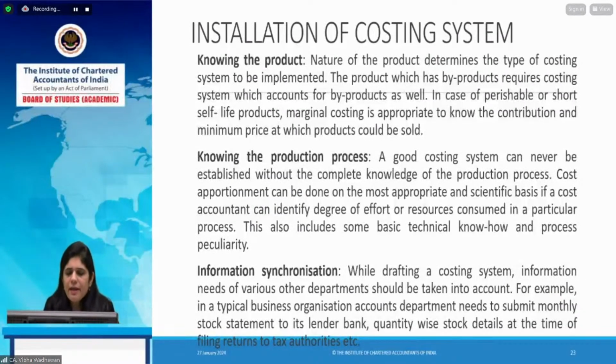Cost apportionment can be done on the most appropriate and scientific basis if cost accounting can identify the degree of effort or resources consumed. Information synchronization: the information needs of various departments should also be taken into account. For example, the accounts department needs to submit a monthly stock statement to a lender bank, and quantity-wise stock details at the time of filing returns. So what type of information will you require over a period of time? Accordingly, you have to install that system which will give you those types of reports and statements which you require. Clear? So accordingly, the costing system should be implemented.